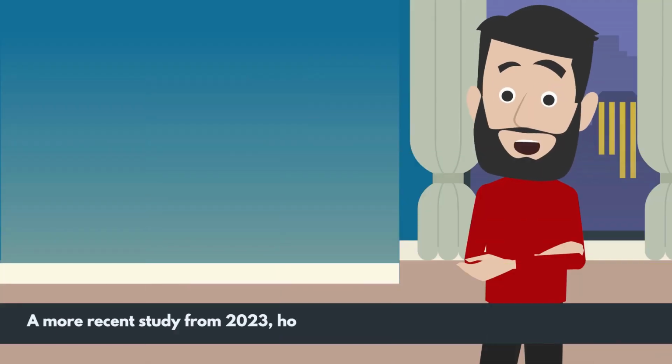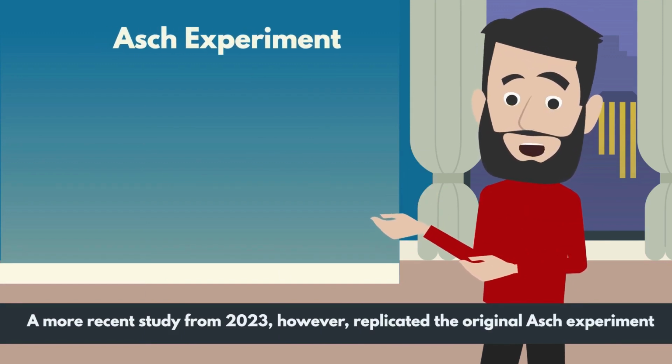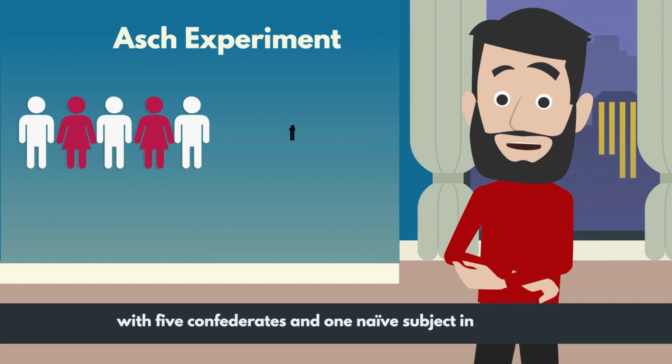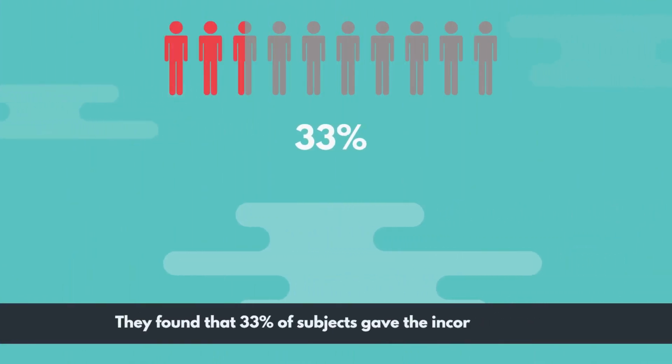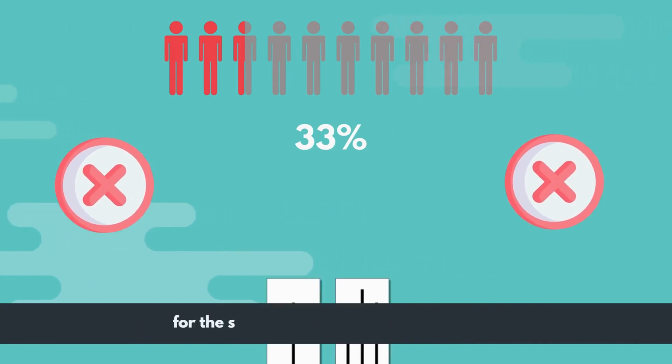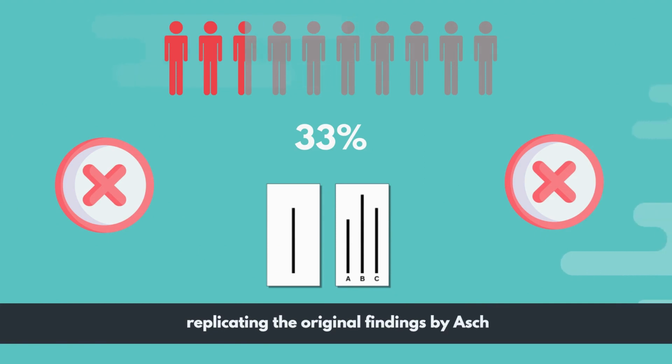A more recent study from 2023, however, replicated the original Asch experiment with 5 Confederates and 1 naive subject in each group. They found that 33% of subjects gave the incorrect answer for the standard length of line experiment, replicating the original findings by Asch.